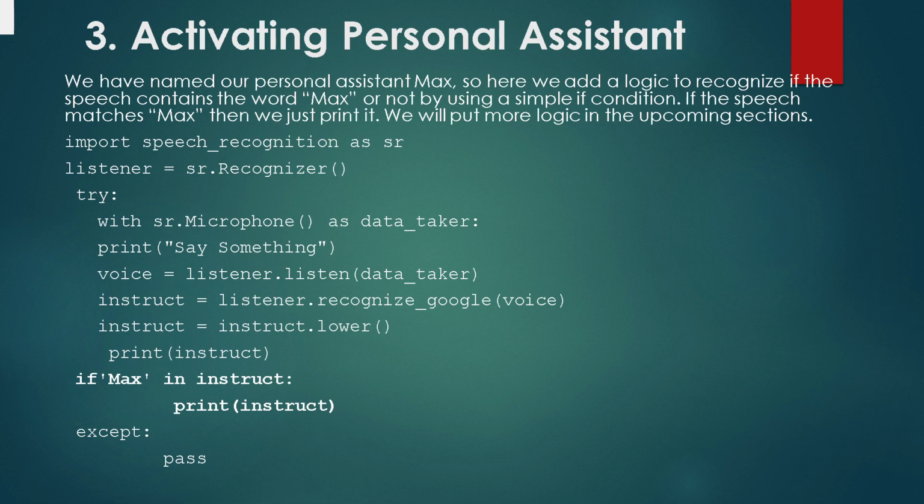Import speech_recognition, everything is the same as in the say something example, up until print(instruct). When we say something, that will get printed in the tab. Up until that, everything has been explained earlier. if 'max' in instruct: print(instruct). Max is the word we are looking for, and instruct is what you have inputted. When these two match, it will print instruct. So what you are saying, the grammar and everything is perfect, and the next process will start.